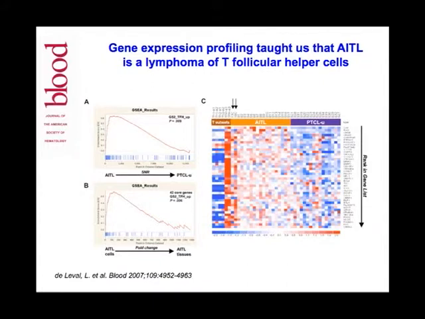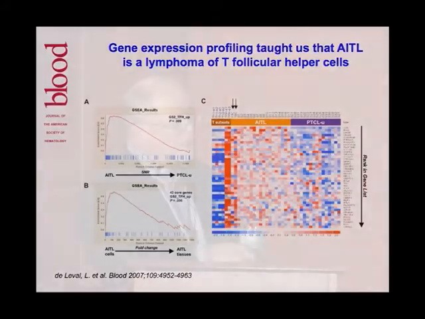Laurence de Leval and Philippe Gaulard did some beautiful work, and they were able to document using gene expression that this is a disease of follicular T helper cells. And this is the disease, without giving away too many secrets, that we're sequencing right now in Vancouver in collaboration with Laurence and Philippe. And we're going to find stuff.